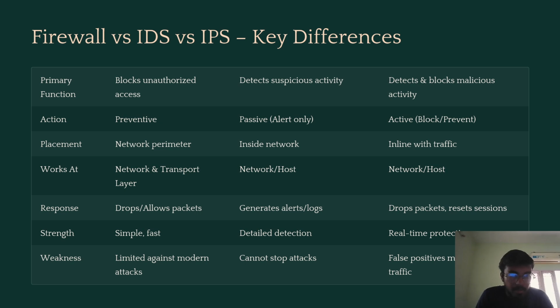Difference between firewall versus IDS versus IPS. In primary function, firewall blocks unauthorized access. IDS detects suspicious activities. IPS detects and blocks malicious activities. Action in firewall, preventive. Action in IDS, passive, alert only. Action in IPS, active, block and prevent.